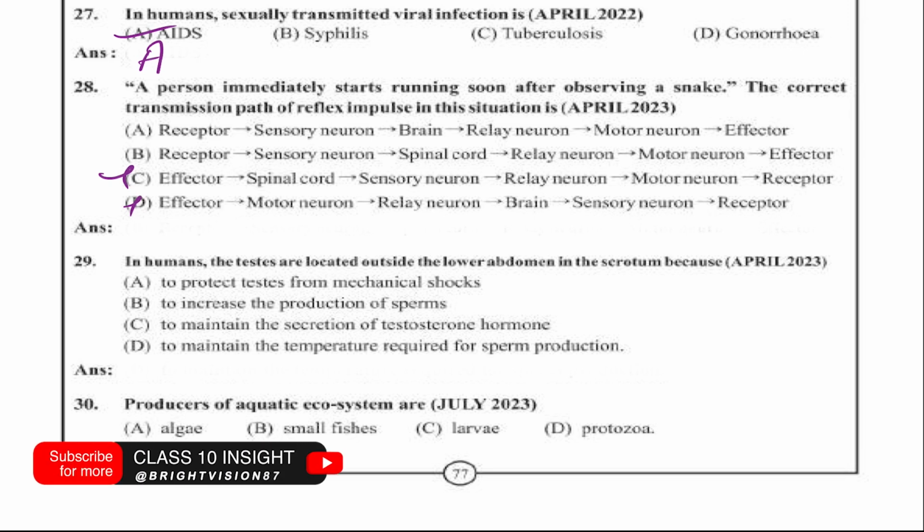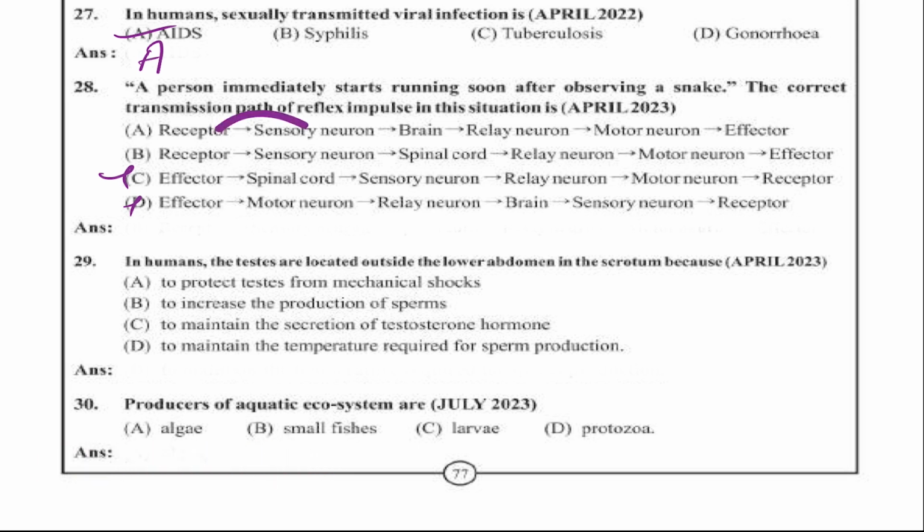After receptor, it goes to the sensory neuron. Then it goes to the spinal cord. Do we have spinal cord here? No. Hence it is not option A also. Hence it goes to the spinal cord, then to the relay neuron, then to the motor neuron, and finally the effector. Hence the correct answer for 28th question is option B.